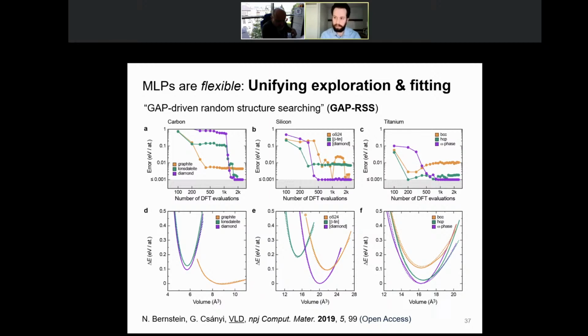And maybe just a quick follow-up question. So say for this example of your 24 atom cell, what about the volume of a cell? I mean, do you try different volumes, or actually do you constrain the volume for the initial search?